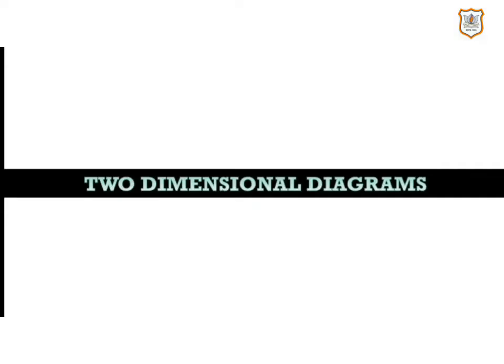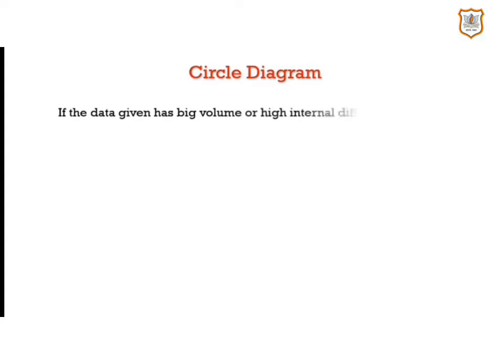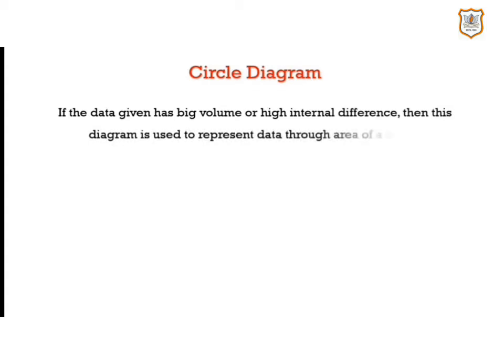So in two-dimensional diagrams, first is the circle diagram. Let's read it. If the data given has big volume or high internal difference, then this diagram is used to represent data through the area of a circle. That means it is drawn when the volume of the data regarding two or more places, things, or time is large. So, when the volume of the data is large, then considering the length and breadth, two-dimensional diagrams are drawn.